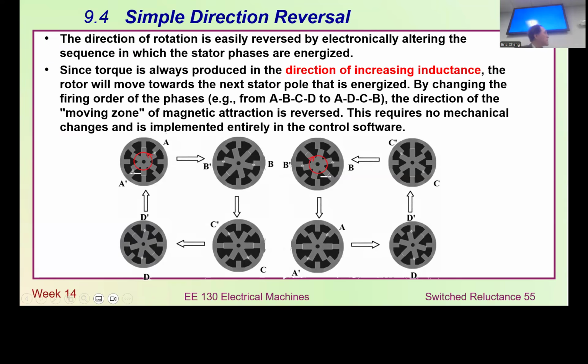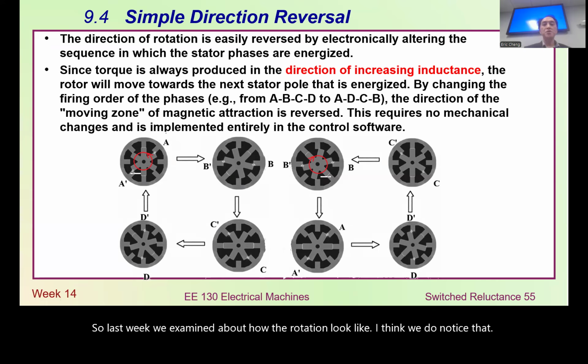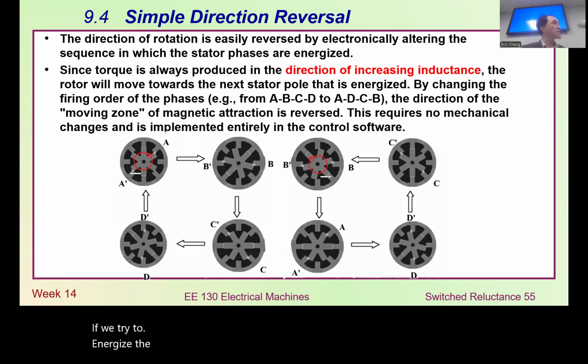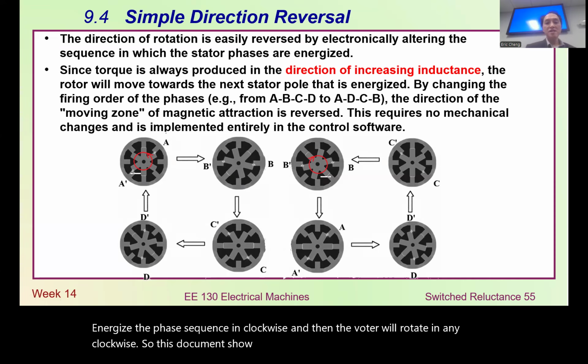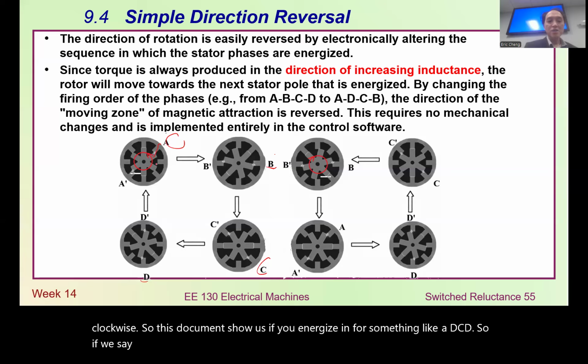So last week we examined how the rotation looks. I think we do notice that if we energize the phase sequence in clockwise, then the rotor will rotate in anti-clockwise. So this diagram shows us if we energize in, for example, A, B, C, D. If we energize in here, then the rotor should rotate in this direction.